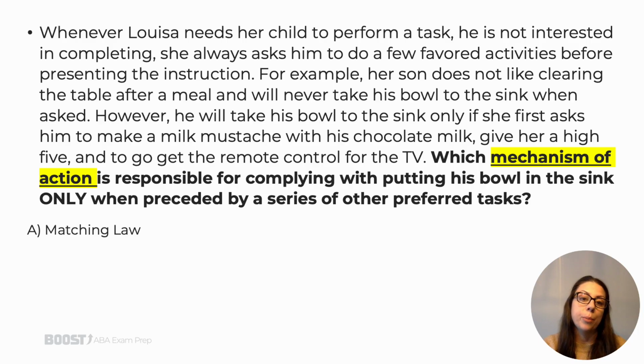Matching law is a theory or principle that explains the relationship between relative response rates and relative reinforcement rates. So it suggests that individuals engage in behavior that is associated or linked to higher rates of reinforcement, and then less likely to engage in behavior that's linked to lower rates of reinforcement. So it does require concurrent schedules of reinforcement, which then forces the individual to make a choice.